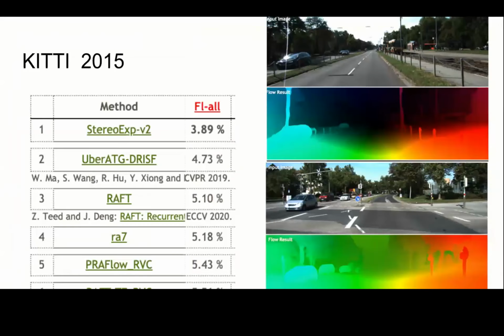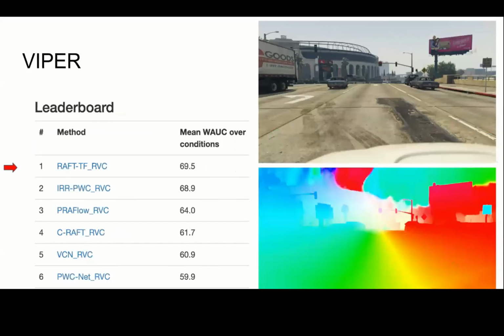Also on KITTI, our implementation that's trained using the 4 datasets is also close to the official RAFT in PyTorch, which has been especially fine-tuned to the KITTI dataset. It is ranked first on the Viper dataset. And if we look at some of the examples, we can see it can recover very fine details in the Viper test images.